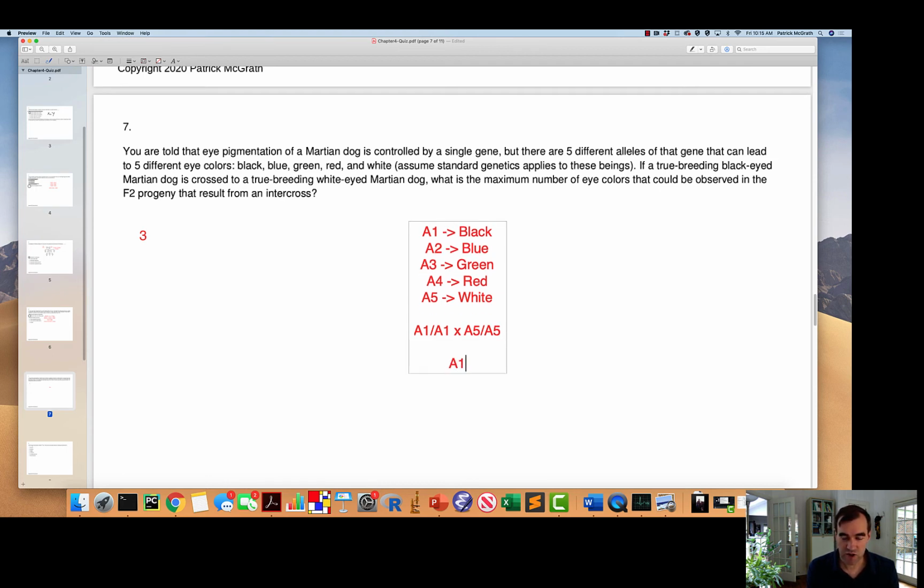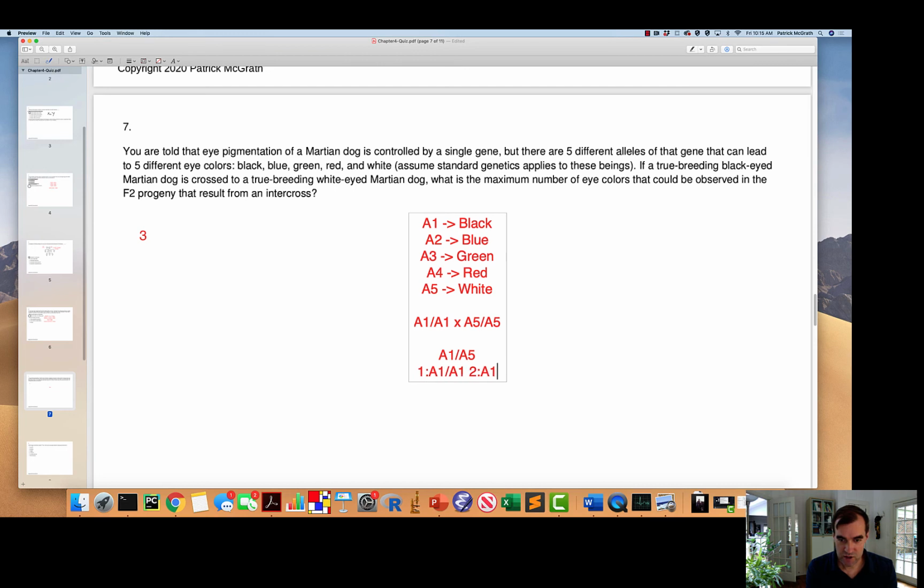So the first thing you should know is that the F1 all will have the same genotype, and then an intercross will result in, hopefully you have memorized these ratios by now, 1 to 2 to 1. So there's a maximum of 3 genotypic classes. And so the most number of traits that you could observe is 3, and that's in the situation where all 3 of these have different phenotypes.